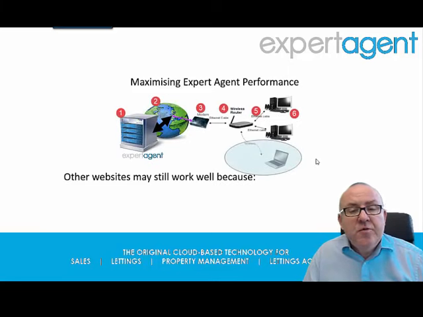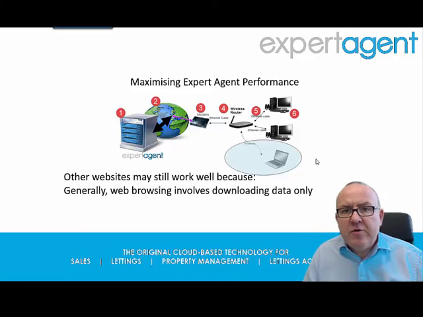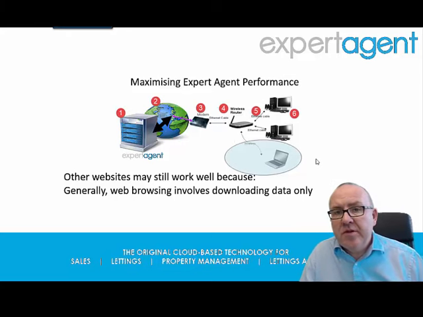Often people tell us that other websites still work well. Well, Expert Agent seems slow, but the BBC's site or NASA's site or whatever we're looking at seems okay. And the reason for that generally is because they're downloading data only. The internet connections are asymmetrical.